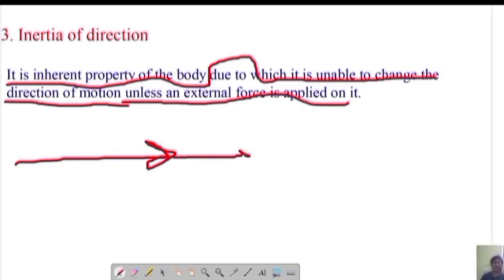It tries to move in the same direction until you apply a certain external force. Until then, that object will be traveling in the same direction. That is what we call inertia of direction. If a body is moving in one particular direction, it tries to keep moving in that direction only. The reason is inertia of direction. So let's understand inertia of direction by an example.